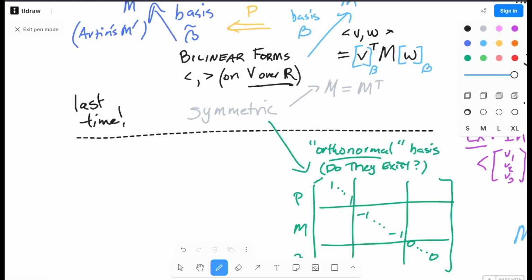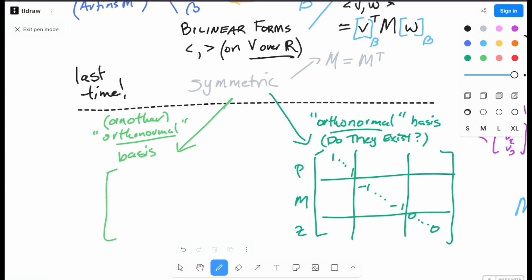Okay. And so what it means to be an orthonormal basis is, of course, that you have the identity for a while, and you have minus the identity for a while, and then you have the zero matrix for a while.